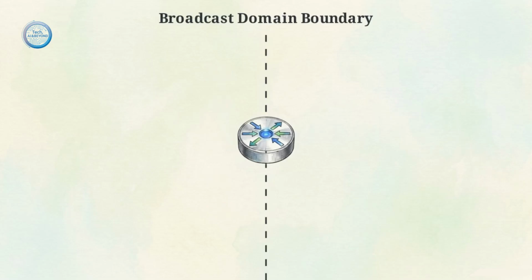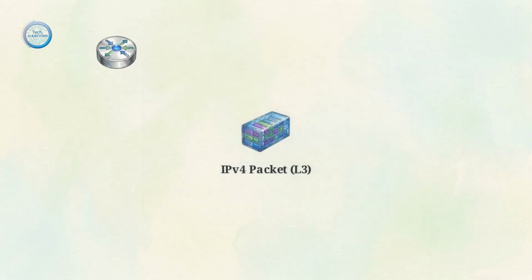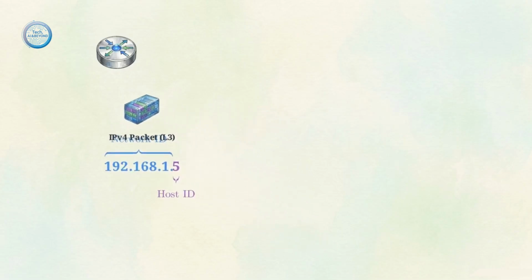a single local segment. To transit data globally, the router discards the local MAC addresses. By stripping the Ethernet header, it exposes the underlying Layer 3 IP packet. IP addresses are structured logically, providing the distinct network ID and host ID needed for hierarchical routing.